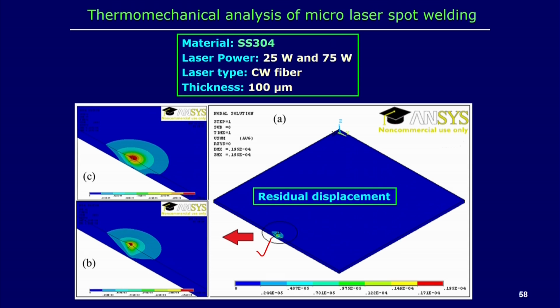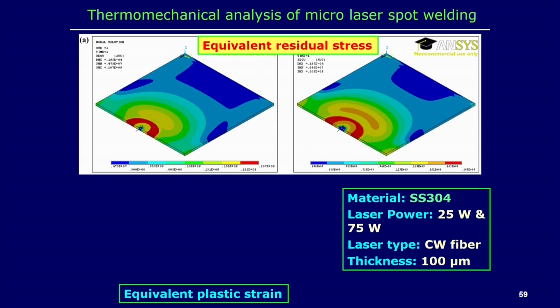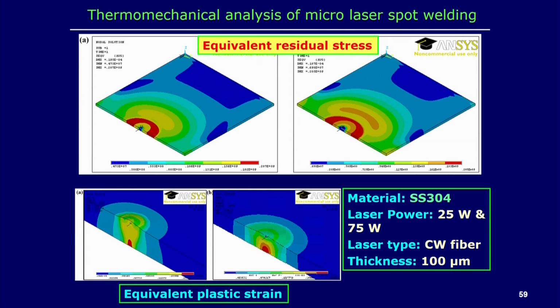If you zoom in, we can see the displacement of the residual stress here, and here you can see two different cases. Similarly, we can find the equivalent residual stress distribution. Normally the residual stress is distributed over a bigger zone as compared to the residual displacement. Here you can see the first figure is the residual stress distribution, and the second is the equivalent plastic strain.